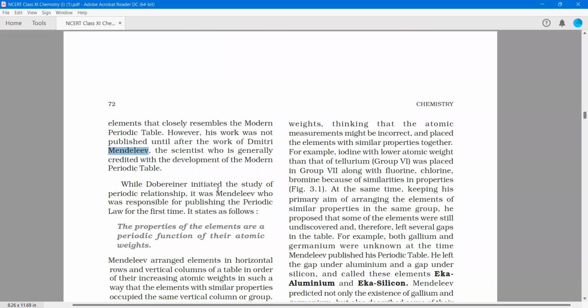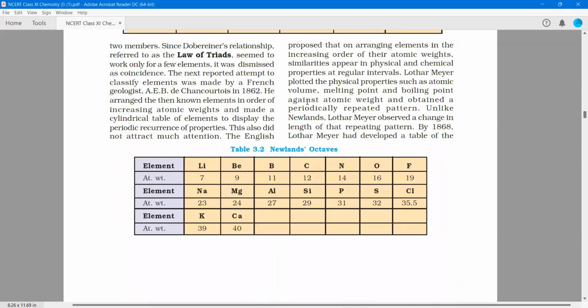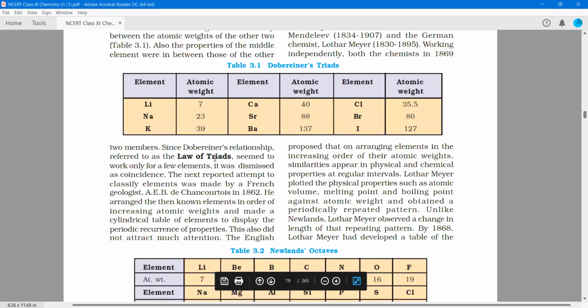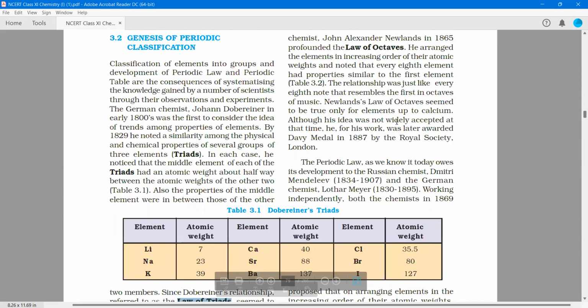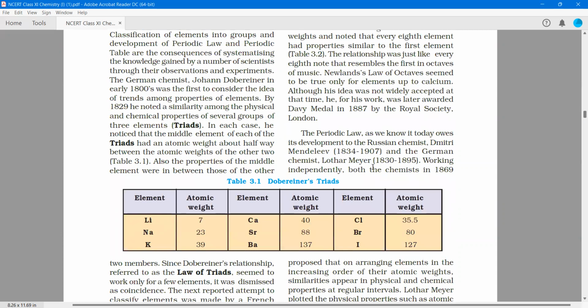So while Döbereiner initiated the study of the periodic relationship, it was Mendeleev who was responsible for publishing the periodic law for the first time. Okay, so this is very, very important. So we have started with Döbereiner, and then we saw that what Döbereiner coined was the law of triads. Then we saw what Newlands coined was the law of octaves, and then we know that Lothar Meyer also has a lot of contribution and almost made the periodic table which looks similar to the modern periodic table.